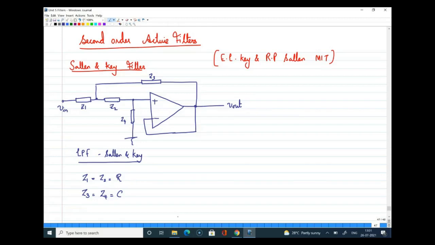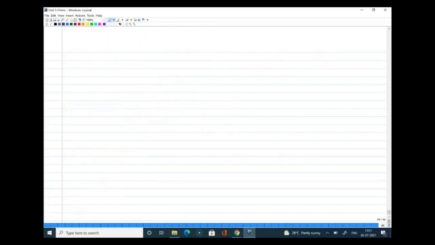Right, so now I'll be redrawing it. We have the active gain block here. This is plus and this is minus. Now you can use the chat box because I got my internet connection back, and I'll be able to see if you have any comments in between.